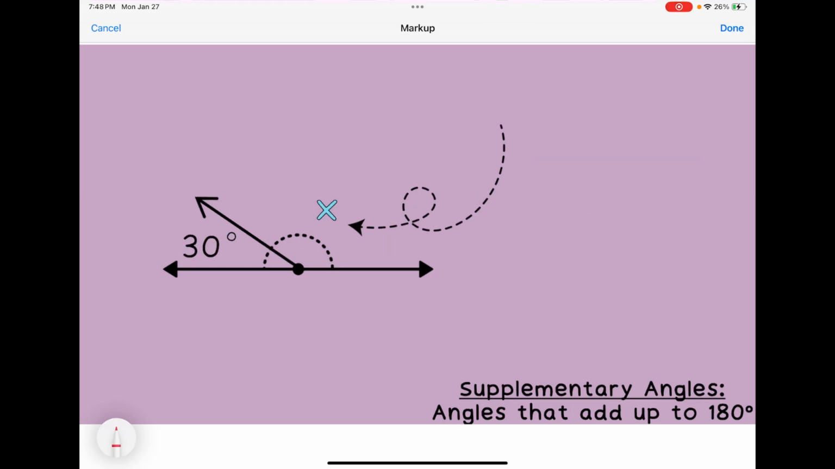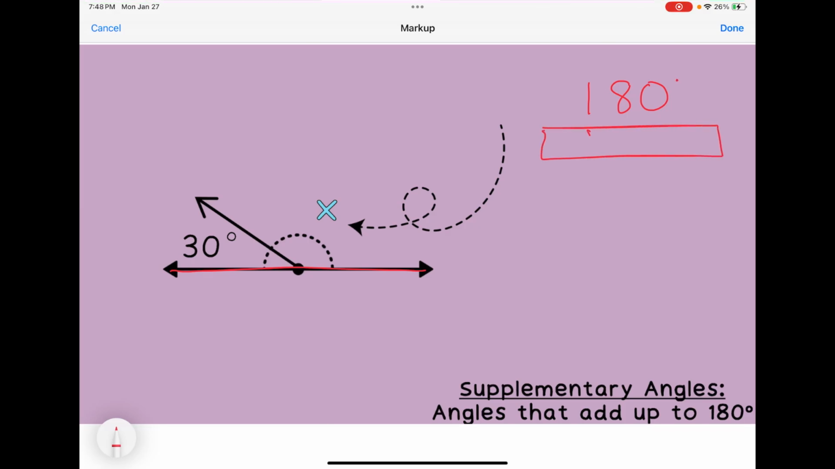Let's practice with another angle. This time you're going to see that the missing angle is represented by a letter, which we call a variable. The variable that we're trying to solve for in this case is x. So again, I'm noticing my straight angle. So I know that when I add these two angles up, 30 and x, I'm going to get my total of 180 degrees.